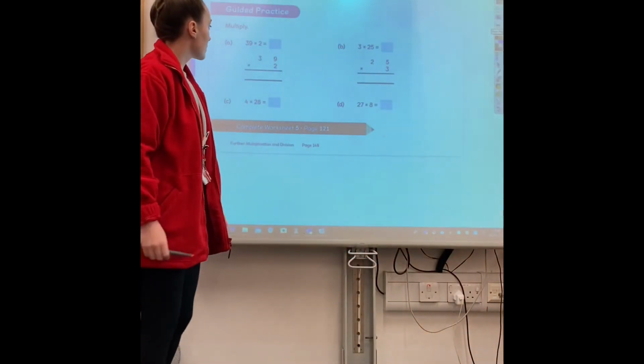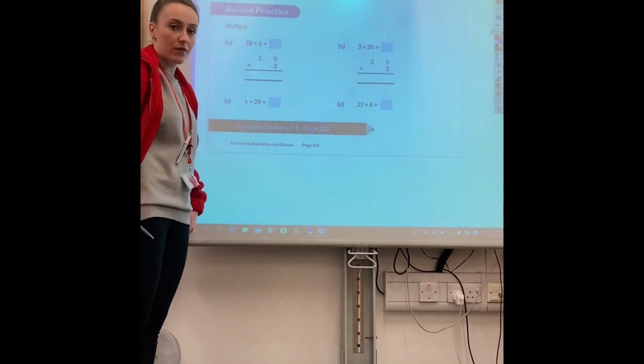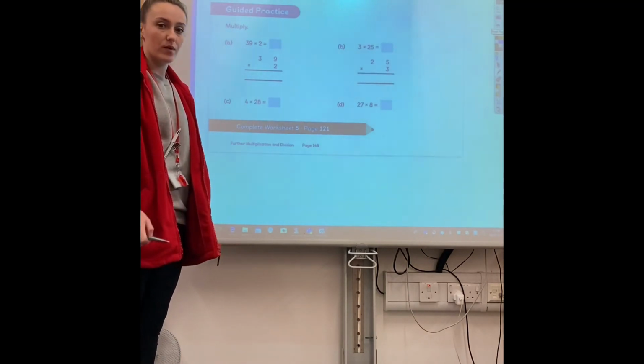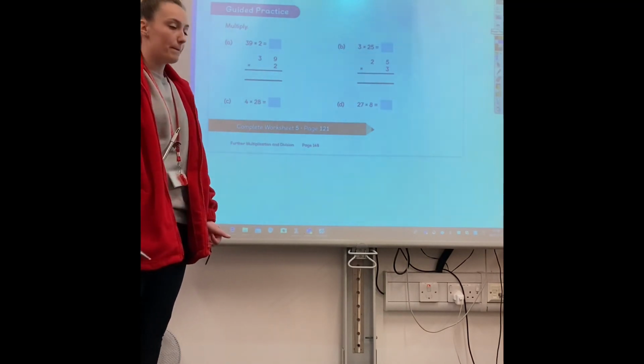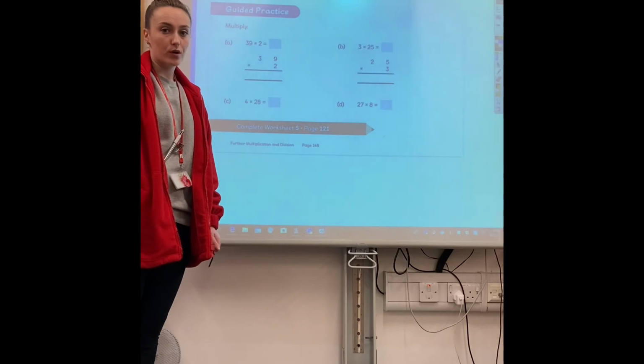Before you go into your workbook, you can have a go at your guided practice as a little bit extra support. Remember, if it asks you in your workbook to find the product, you are just multiplying.